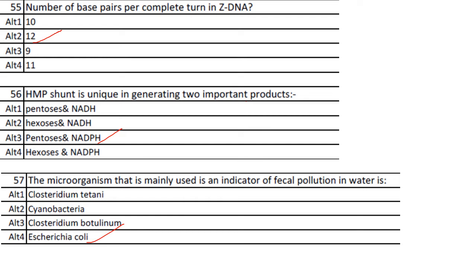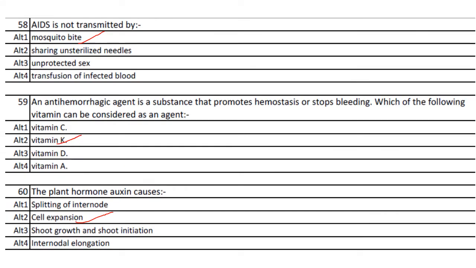Then next one, the microorganism that is mainly used as an indicator of fecal pollution in water is Escherichia coli. This is a repeated question. Then next, AIDS is not transmitted by mosquito bite. Option A itself is correct. So through mosquito bite, AIDS is not transmitted, but through sharing unsterilized needles, unprotected sex and transfusion of infected blood, AIDS is transmitted. An anti-hemorrhagic agent is a substance that promotes hemostasis or stops bleeding.